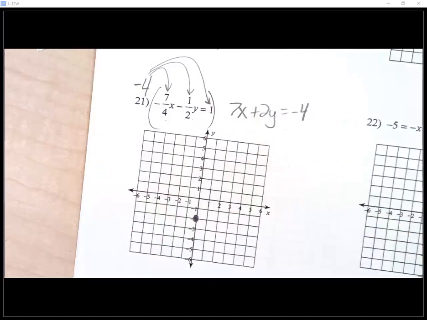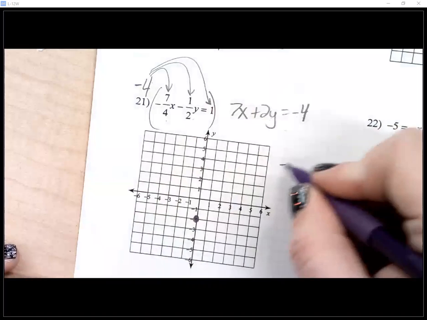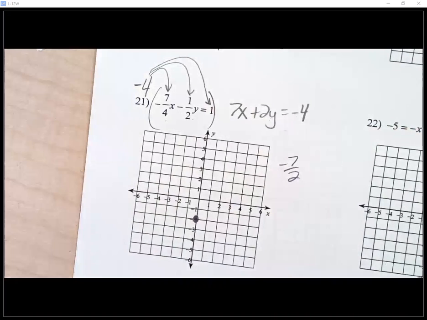So now I can just look at this thing and then figure out the slope doing negative a over b, because now I'm in standard form. So let's just do negative a over b, and that's my slope. So that'd be negative 7 over 2. That's not so bad, actually.